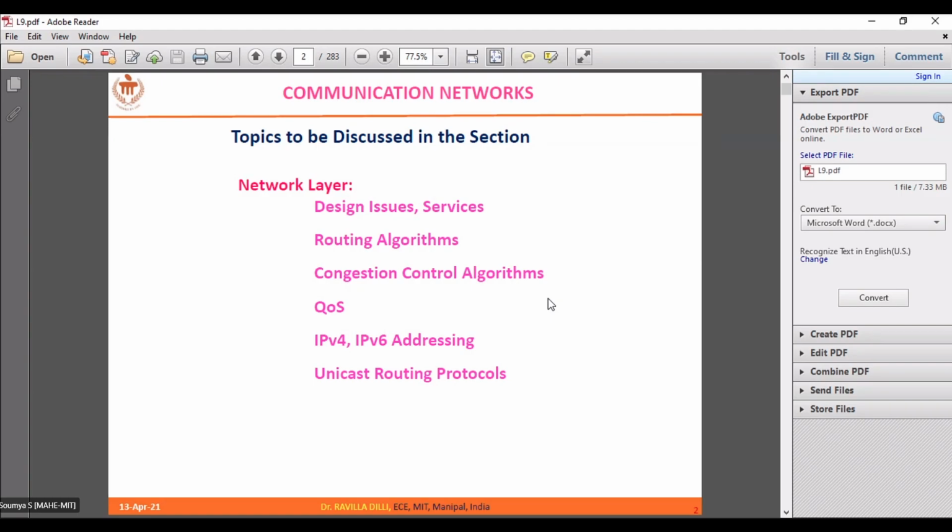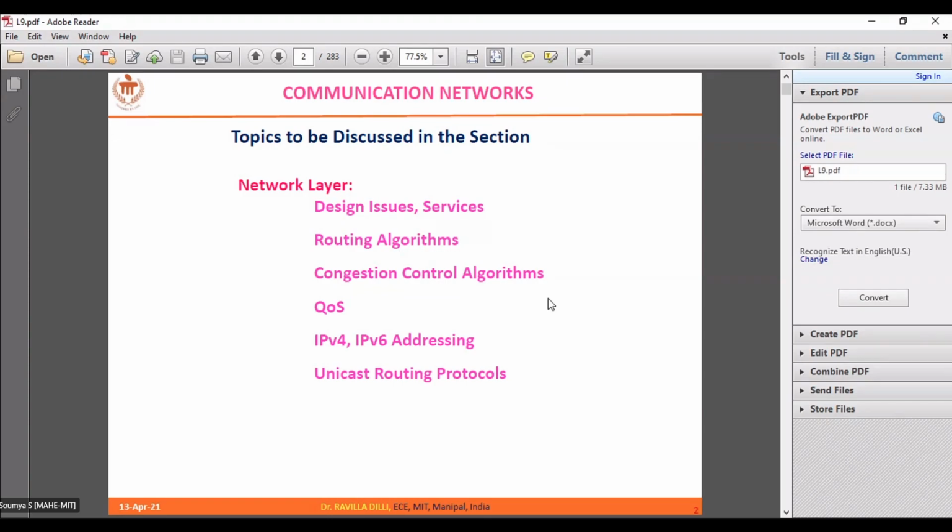Next, QoS. QoS is quality of service. Quality of service is again another very important concept in the network layer. You all must have experienced something called jitter, right? You must have experienced something called jitter.